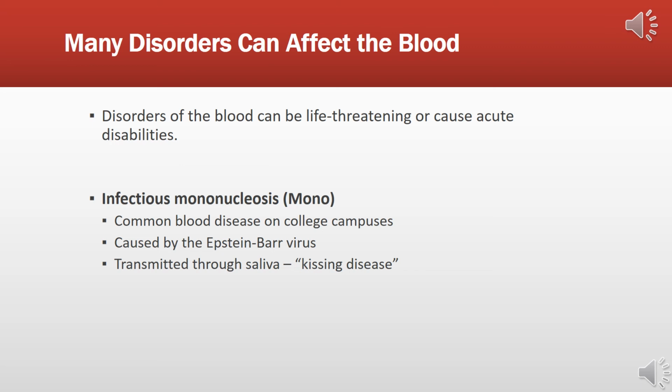You can also get mono from drinking after others or putting your mouth on something that someone else's mouth has been on, I suppose. There's no vaccine for this as of now. However, some symptoms of mono can be severe because it can cause your spleen to enlarge, and in extreme cases, this could cause the spleen to rupture and cause you to bleed to death. Another symptom is just extreme fatigue.